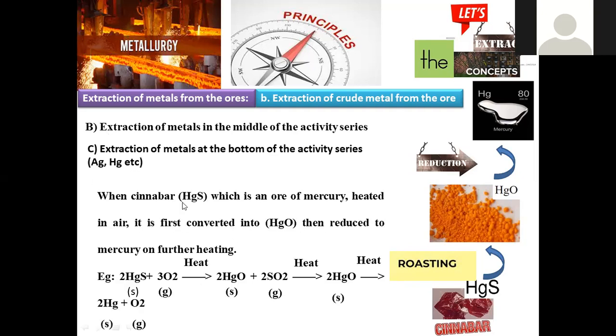Now we are going to discuss the extraction of metals at the bottom of the activity series. At the bottom of the activity series, we have platinum, silver, mercury, and gold, aurum. All these metals are stable in nature. We are taking the simplest example, mercury. Mercury sulfide is denoted as cinnabar. Cinnabar is the ore of mercury from which an economical quantity of mercury can be extracted.